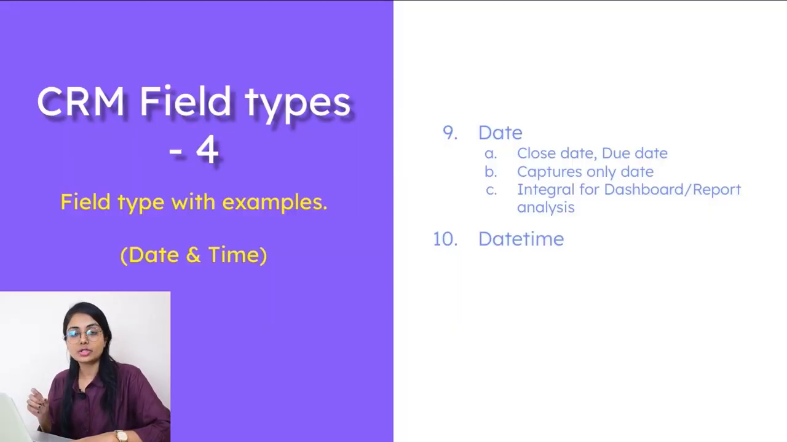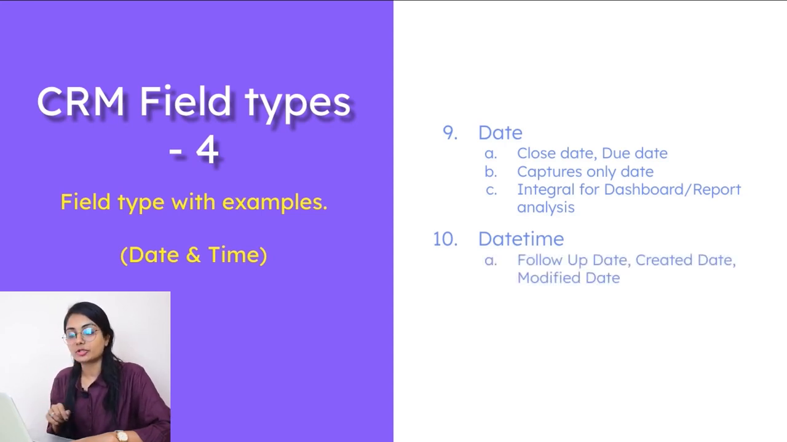I will give you the demo of both of these together. So, I'm just explaining to you, first of all, the difference between both these fields. We have already seen the date. It only captures the date input. The date and time input captures the date as well as the time. And where can it be used?